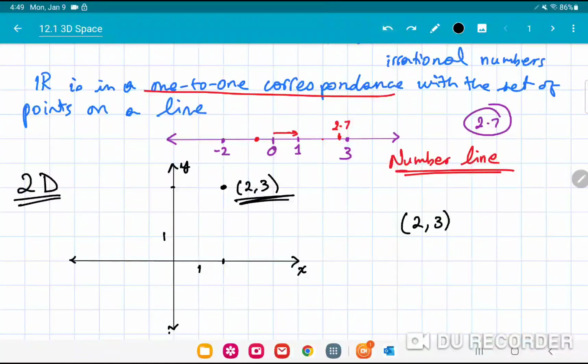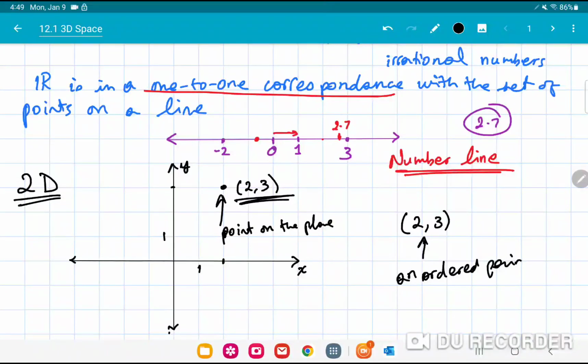Okay, so that's basically what that is. So this is a point on the plane, whereas this is an ordered pair. Now, again, we blur the names, and then we say, oh, this point is the point 2, 3, when it's supposed to be the point, and its corresponding ordered pair is the ordered pair 2, 3. This is what we call a rectangular coordinate system.